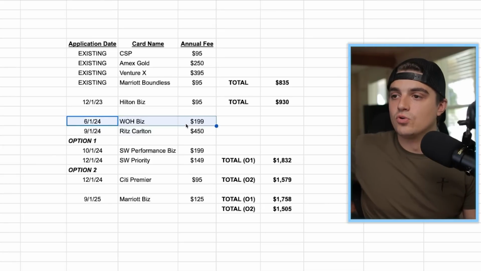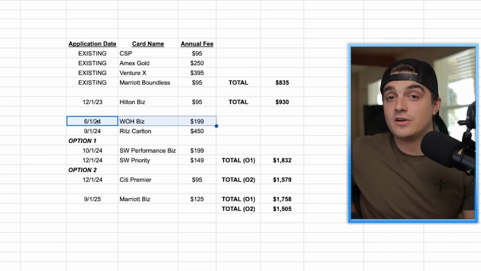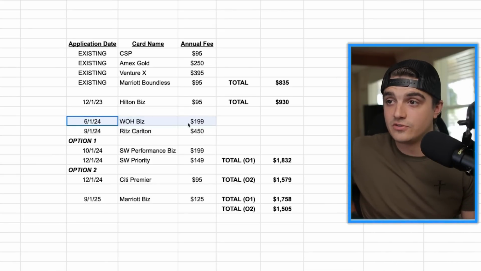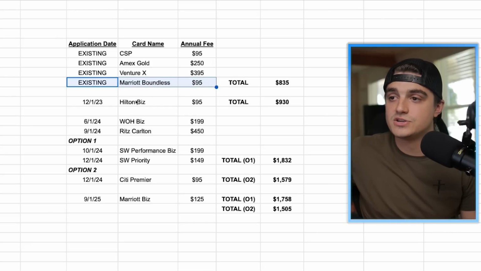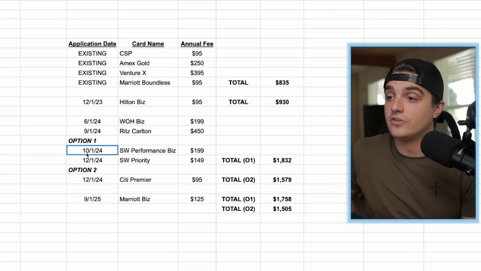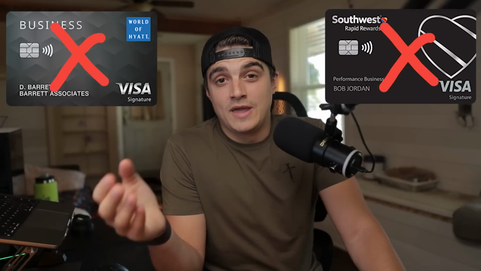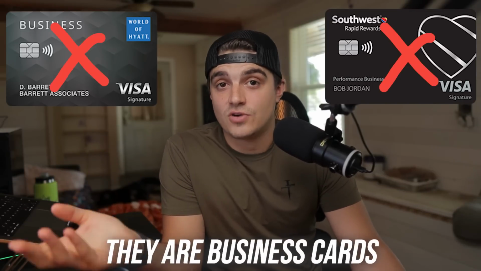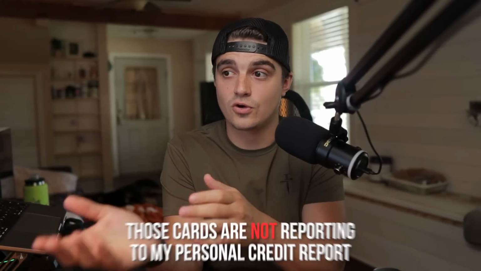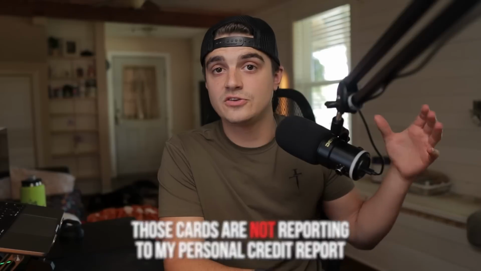I also want to go back here real quick just to note the cards that I am planning on canceling, well, really just the World of Hyatt business card, because this Marriott Boundless is getting product changed. This World of Hyatt business card, similar to the Southwest Performance business card, as I mentioned earlier, are both cards that I'm probably going to be canceling in year 2 after having them. But the reason I'm okay with canceling those is because they are business credit cards. They also don't have any no annual fee downgrade paths, so my only real option is to cancel them. But since they're business credit cards, that will not hurt my credit score because those cards are not reporting to my personal credit report. So that's just another way that I'm strategically thinking about managing these annual fees.